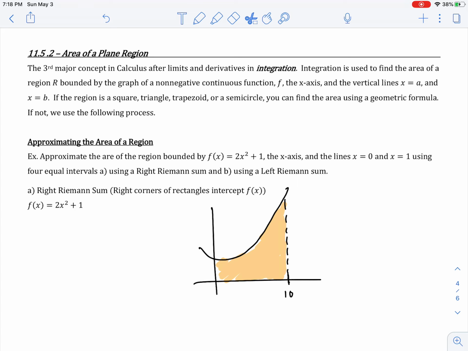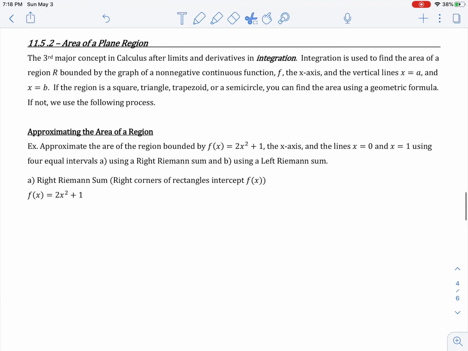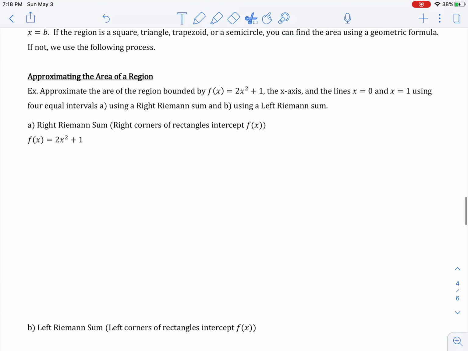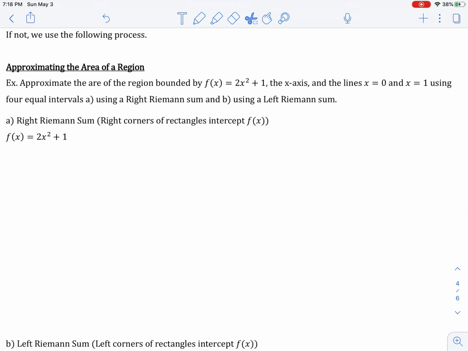So let's go ahead and actually work with an actual function here instead of just this kind of terrible drawing that I have, and see if we can find the area underneath its curve or estimate it using a Riemann sum. And hopefully this will make a little more sense. So, all right. Let's approximate the area of the region bounded by this particular function, the x-axis, the lines x equals 0, x is equal to 1, using 4 equal intervals, using a right Riemann sum and a left Riemann sum.